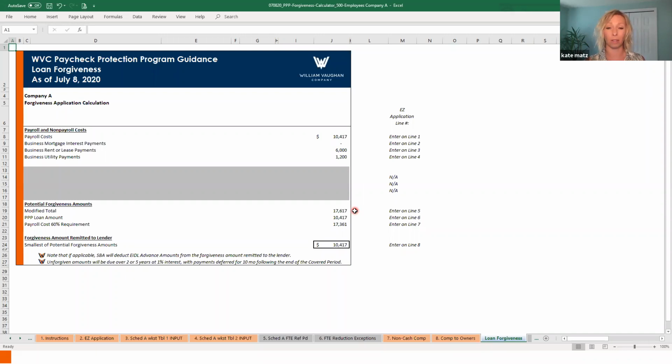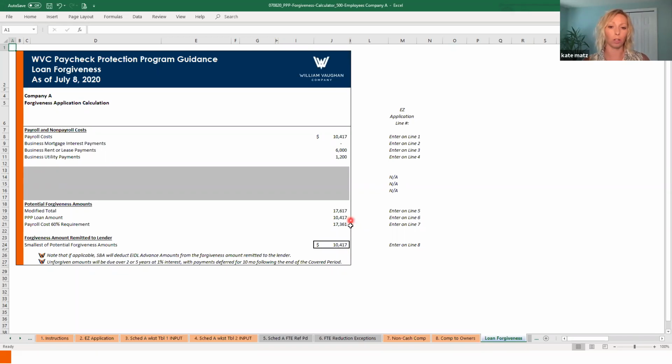So this is in essence all of the dollars that we spent during our covered period that they get to count towards forgiveness. We've got 17,617. Our PPP loan amount that we originally received was 10,417, and our payroll cost 60% requirement, again, this is all calculated out through there, is 17,361.